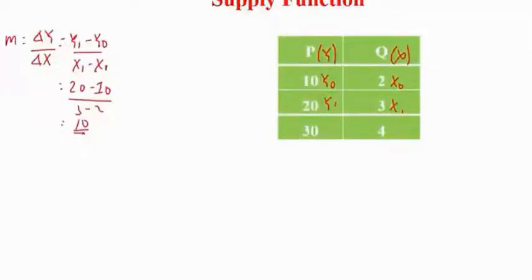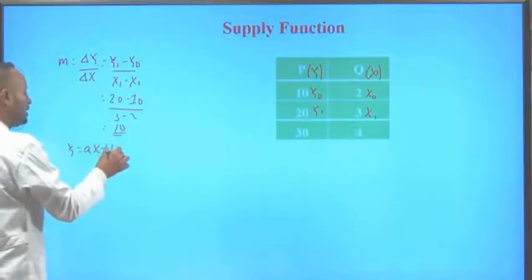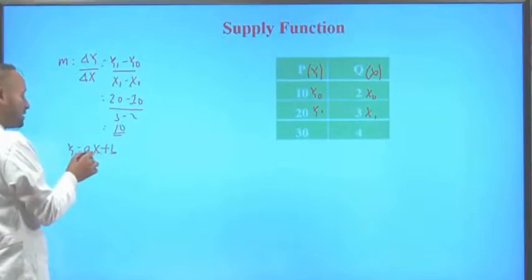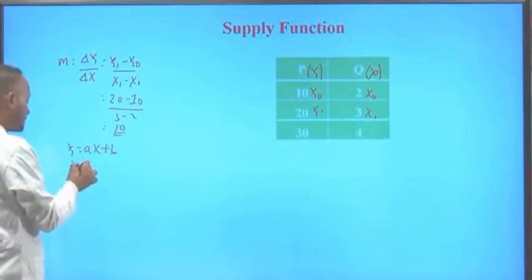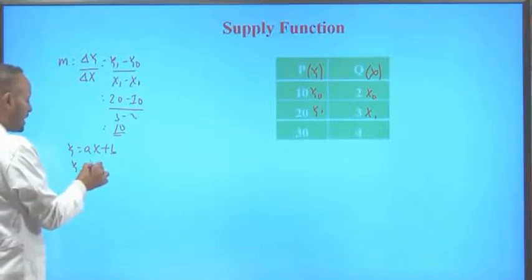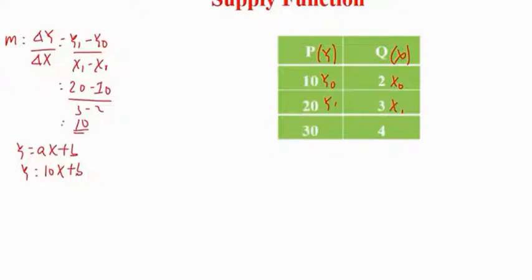Now, for a linear equation which is represented in the form of y equals ax plus b, the coefficient of the variable x, letter a, stands for the slope of a function. Hence, y is equal to, the slope is 10x plus b.